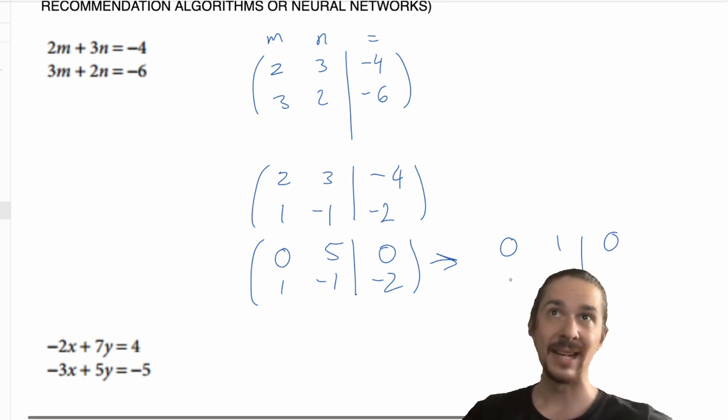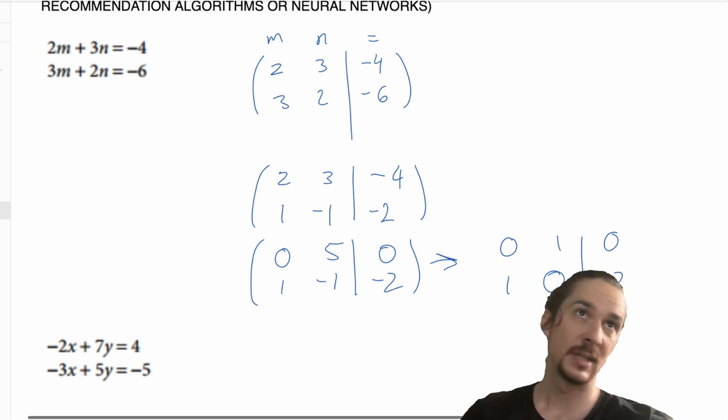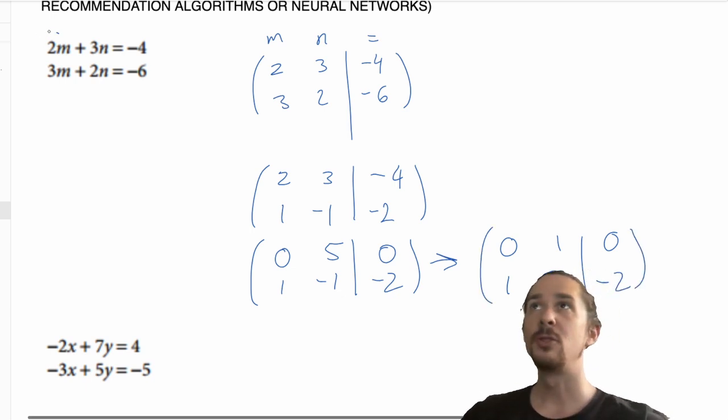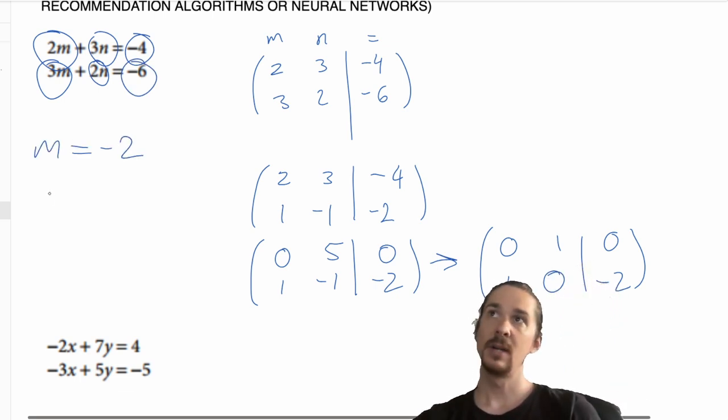So I can add that to the second row. So I'm going to have 1, add 1 onto the -1, it becomes 0. Well, we're adding a 0, so that stays as -2. And so that satisfies both of these. 2 amounts of -2 plus 0 is -4. 3 amounts of -2 plus 0 is -6. That's our solution. M equals -2, n equals 0.